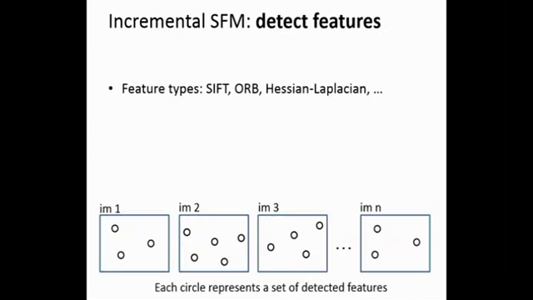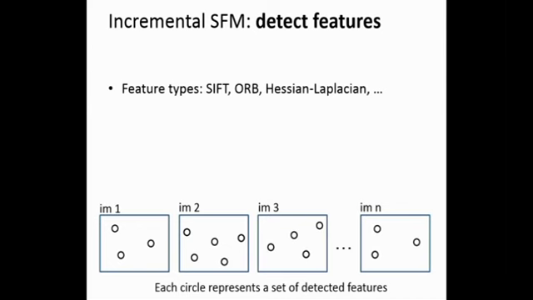So first you detect features, and it's very common for people to use SIFT. There's also BRIEF features, which are used by ORB-SLAM. You can use Hessian-Laplace features or histogram of gradient features. But they're usually some kind of SIFT-like feature that allows you to get robust matching across changes in viewpoint and is robust to changes in lighting.